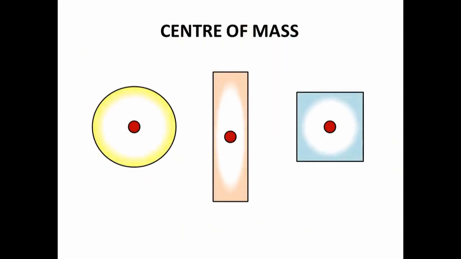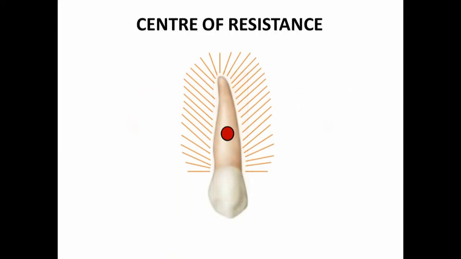Center of mass is the point where the whole mass of a free body can be thought to be concentrated. The term center of resistance is used for a restrained body like a tooth. When force is applied on the center of mass or center of resistance, the body moves in a straight line without rotating. However, when force is applied away from the center of mass, moment of force tends to rotate the body.